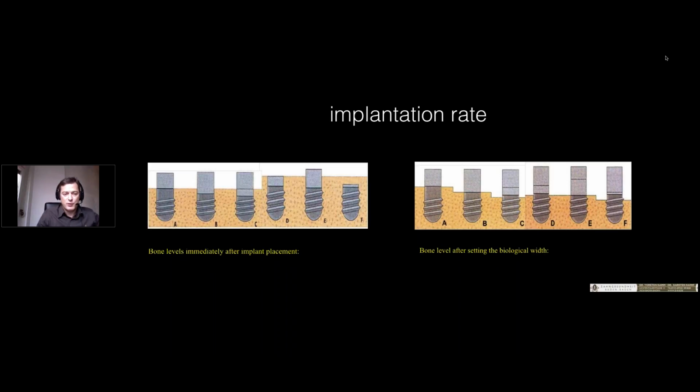So if you want to do immediate loading, you need a tapered implant, and you need a rough surface right to the top of the implant. It is not allowed to use implants with a bigger part of machined surface, because of all the studies. You see, if you use a machined surface and you go deeper with the implant, you lose the bone. Okay.